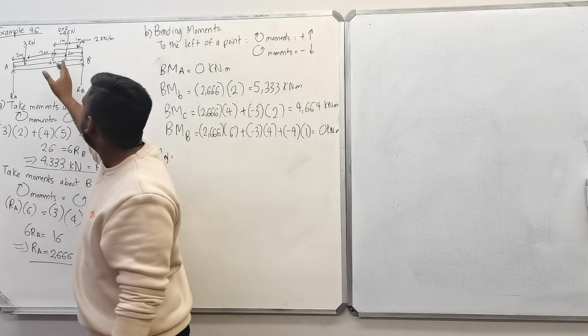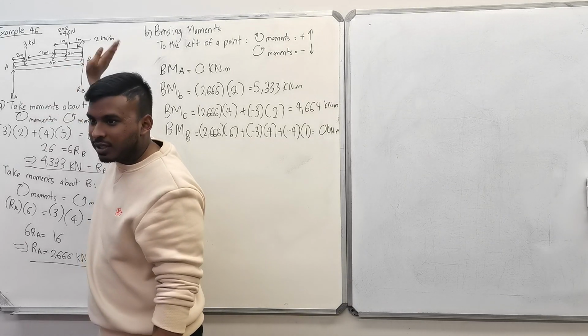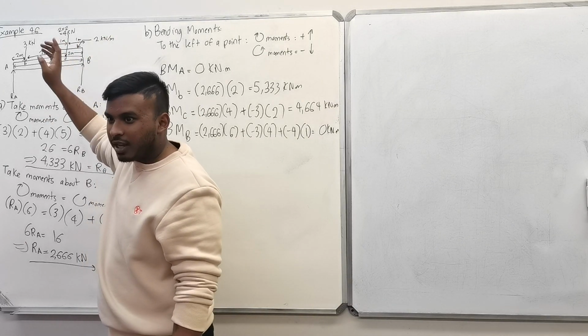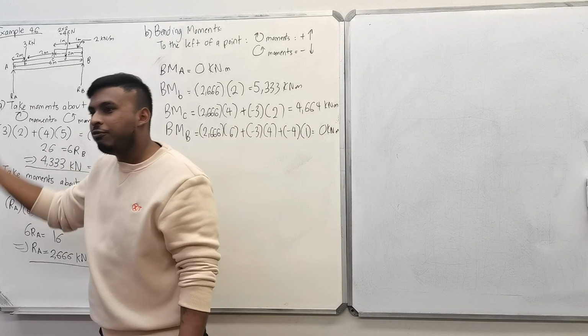Now, imagine if this whole right hand side of D wasn't there or didn't exist, it's gone, right? And this was your uniformly distributed load. How would you work out that force?